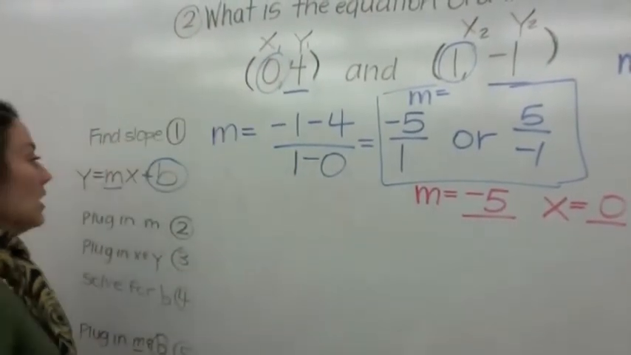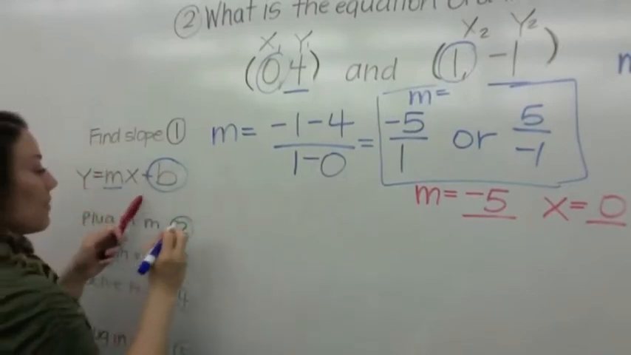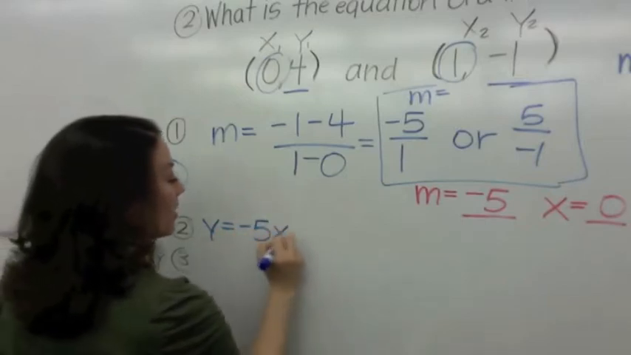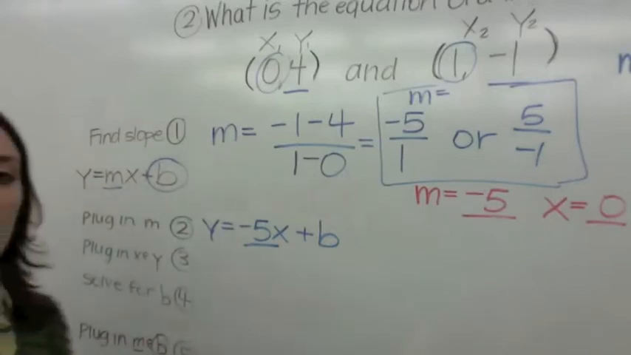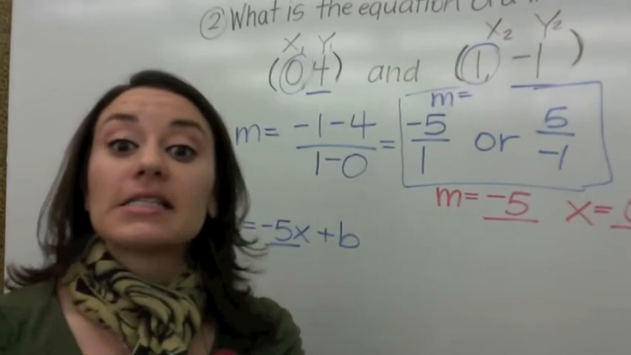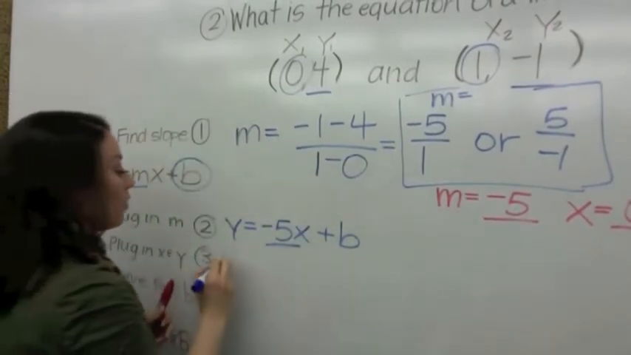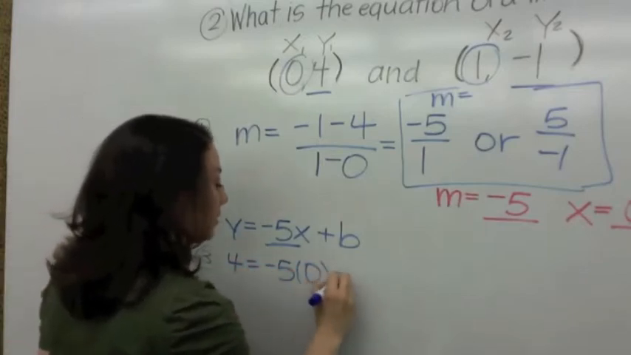So we're going to go ahead and use this in our equations. Okay, so the first step is to plug in the slope into y equals mx plus b. So we say y equals -5x plus b because the slope is -5. We identified that x is 0 and y is 4. So we're going to say 4 equals -5 times 0 plus b.